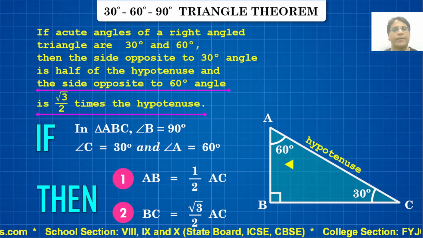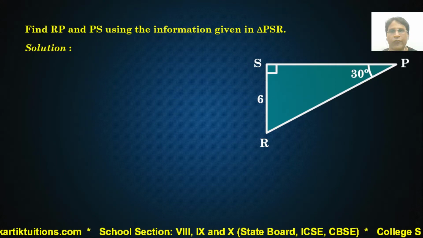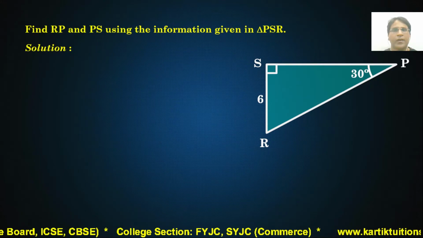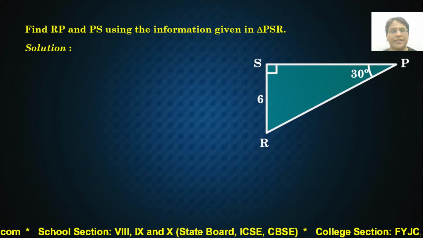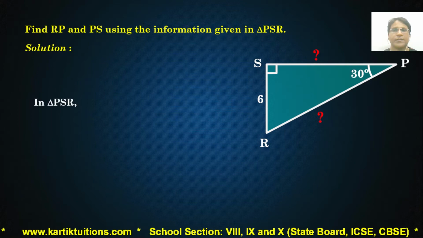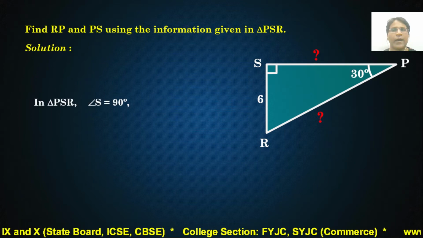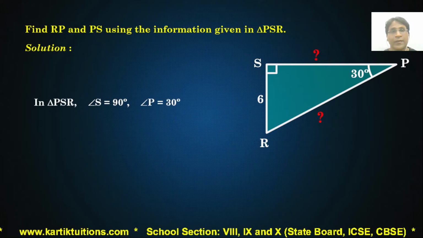Now let us solve two sums for better understanding. I have randomly selected two sums. Find RP and PS using the information given in triangle PSR. Now see, we have a right angle triangle where angle S is 90° and angle P is 30°. We have to find RP and PS. Now first, look, in triangle PSR we know angle S is 90°, angle P is 30°. Can we get the third angle, that is angle R? Yes. The measure of R will be 60°.